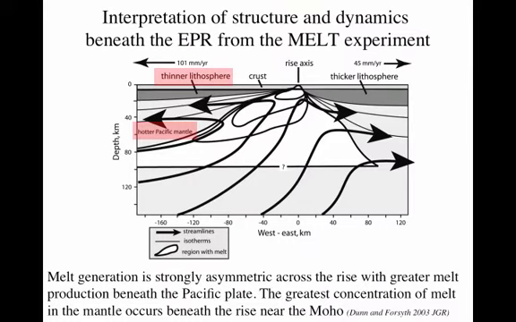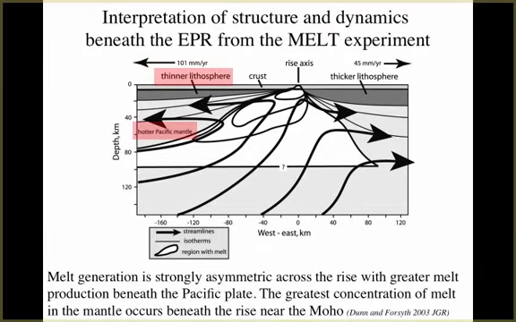The melt generation is strongly asymmetric underneath the East Pacific Rise, with that greater melt production happening under the Pacific plate, and there's a greater concentration of melt that's beneath the rise near the Moho. But this hotter Pacific mantle that is generating the melt is leading to a thinner lithosphere over the Pacific plate relative to the Nazca plate. And this is also giving us faster spreading rates on the Pacific plate side, 100 millimeters a year compared to 45 millimeters a year on the Nazca plate side.